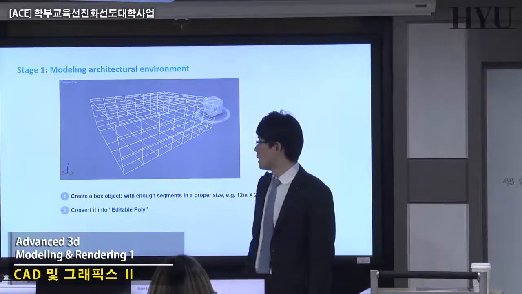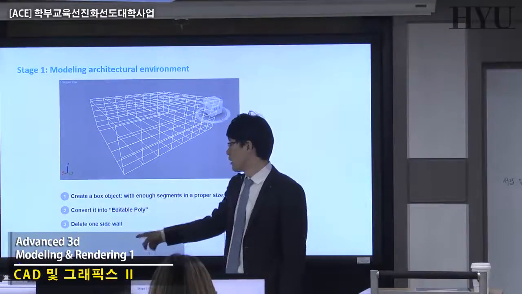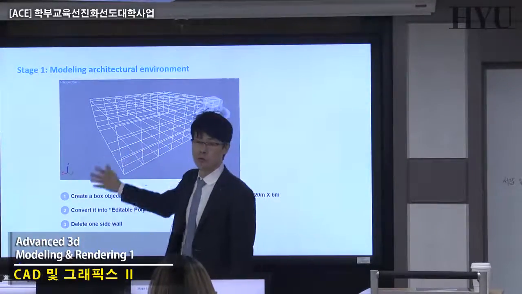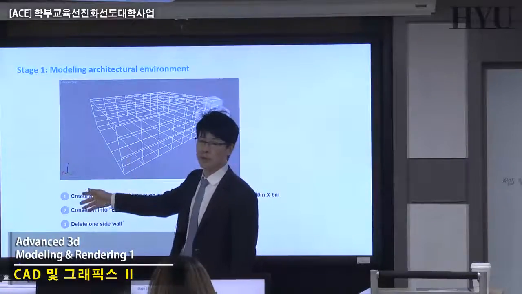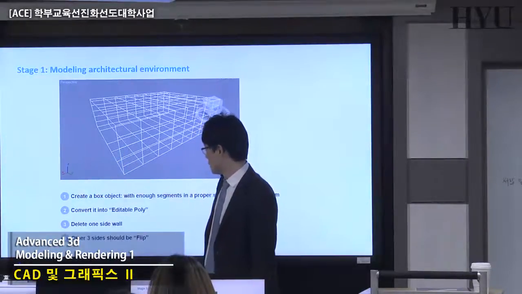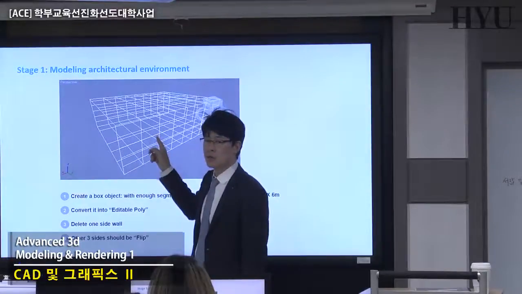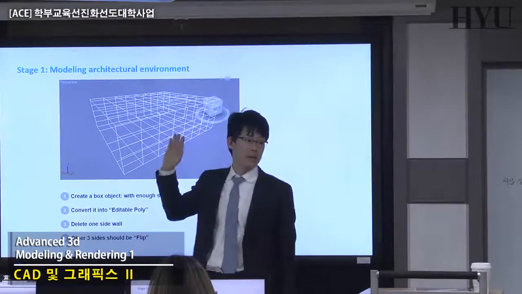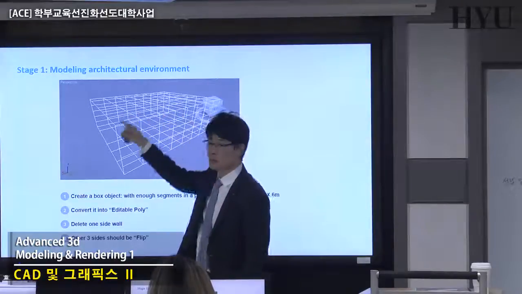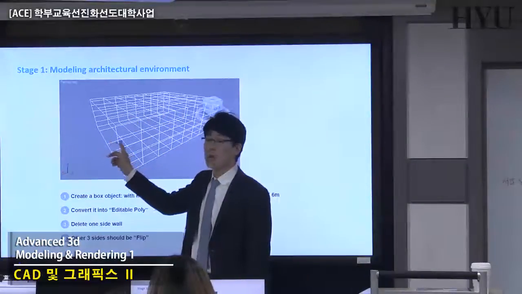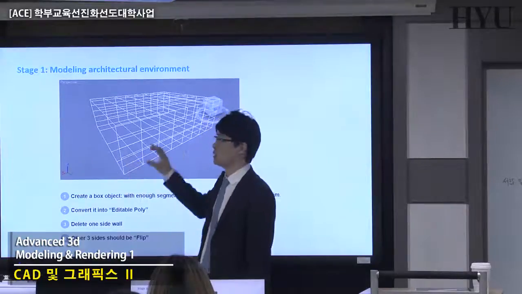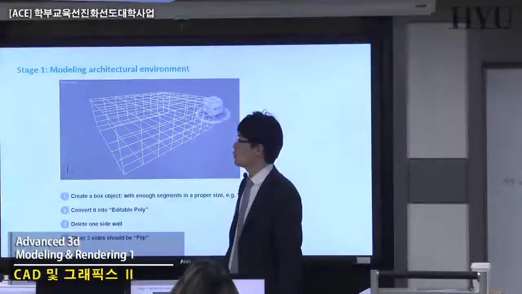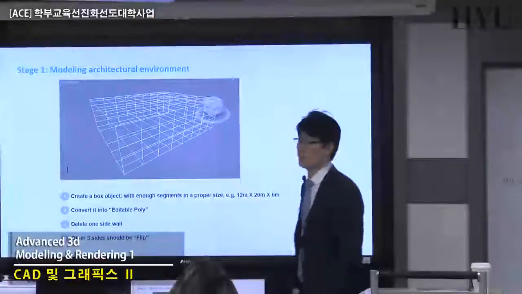So create a box and convert it into editable poly and delete one side wall because we need to place things. Actually we don't need to remove it, but just for your information, just remove one face and the other sides are supposed to be flipped. This is a surface model box in 3D Max, so only the outside of the box is visible, not the inside. But we need the inside, so we need to flip, okay? Flip. Convert the face direction so that we can see inside. Let me show you in the lab exercise hours.